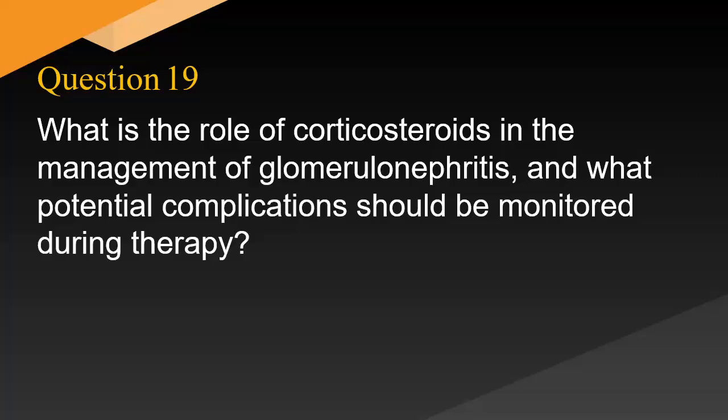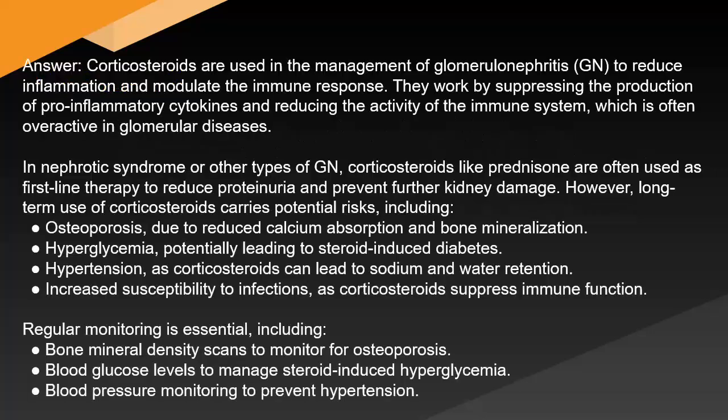What is the role of corticosteroids in the management of glomerulonephritis, and what potential complications should be monitored during therapy? Answer: corticosteroids are used in the management of glomerulonephritis (GN) to reduce inflammation and modulate the immune response. They work by suppressing the production of pro-inflammatory cytokines and reducing the activity of the immune system, which is often overactive in glomerular diseases. In nephrotic syndrome or other types of GN, corticosteroids like prednisone are often used as first-line therapy to reduce proteinuria and prevent further kidney damage.